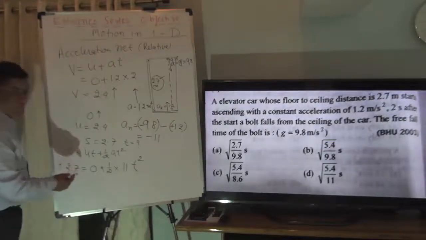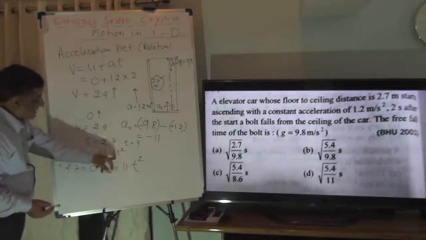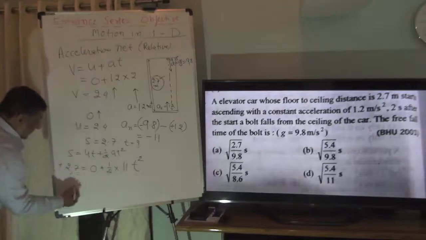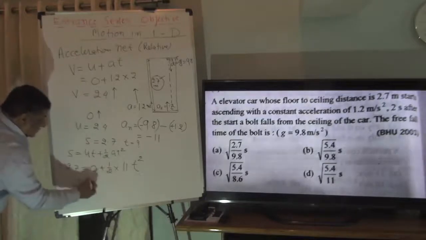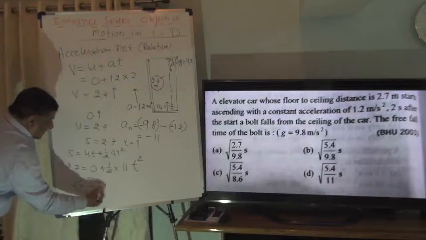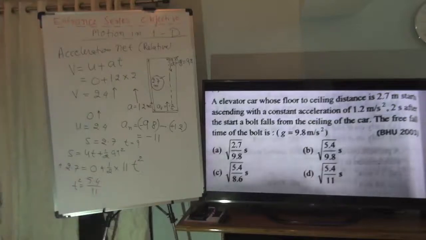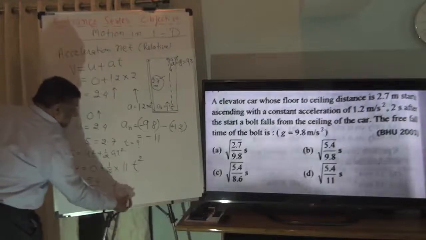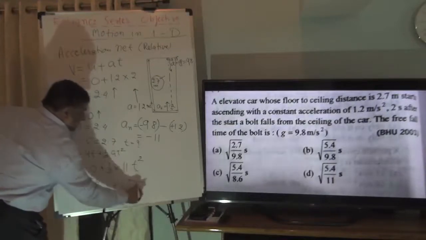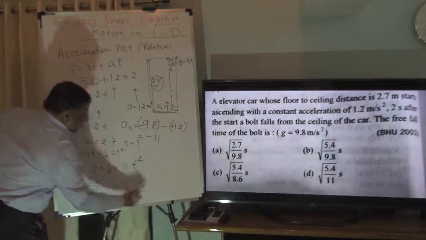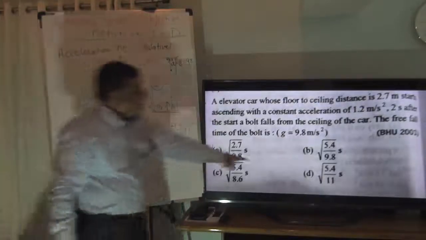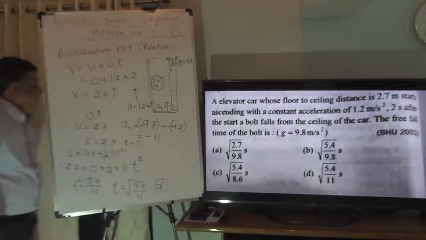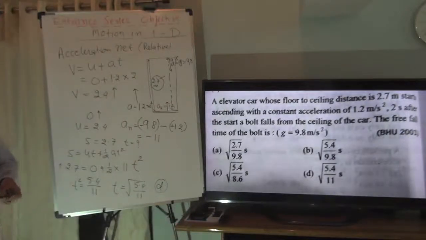Now this minus 2.7 and minus for acceleration cancel each other and we get this equation, and with this you will find t square is equal to 5.4 divided by 11. Then t is equal to root of 5.4 divided by 11, and the right option is D. D is the right option. So this is solved this way.